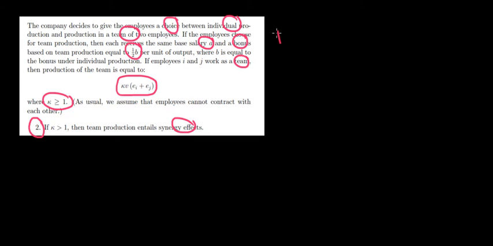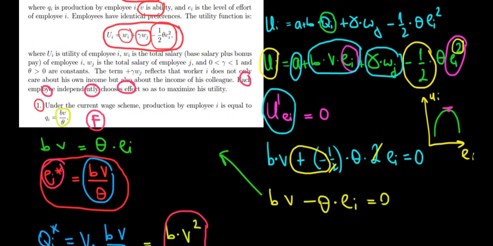We're interested to know under which condition the total quantity produced of the team is going to be greater than the total quantity produced when they work as individuals. Now, if we look at the beginning of the question over here, it's given to us that every employee chooses effort independently. So independently is the key word. And we found out what the optimal effort is. When they choose independently, they maximize their own utility. So that's going to be the level of effort, B times V divided by theta.